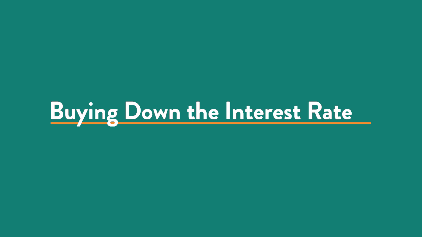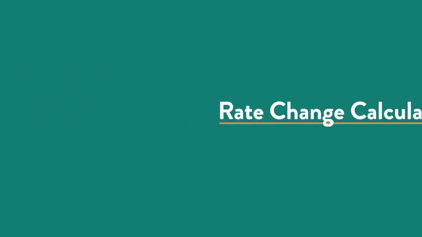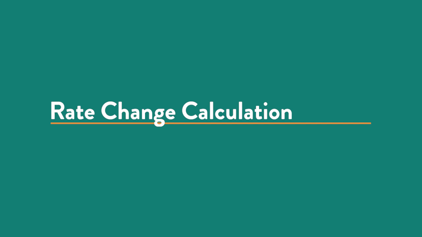How do they do that? The answer is very simple. They pay money up front to the lender, and in turn, that is the prepaid interest. So the lender reduces the interest rate for the monthly payments. So how much is each point? In this case, they pay 1% of the loan amount for each point they buy down on the rate. But how much has the rate actually changed?